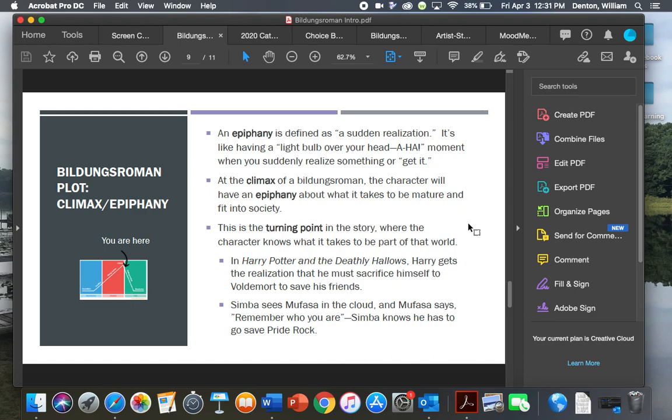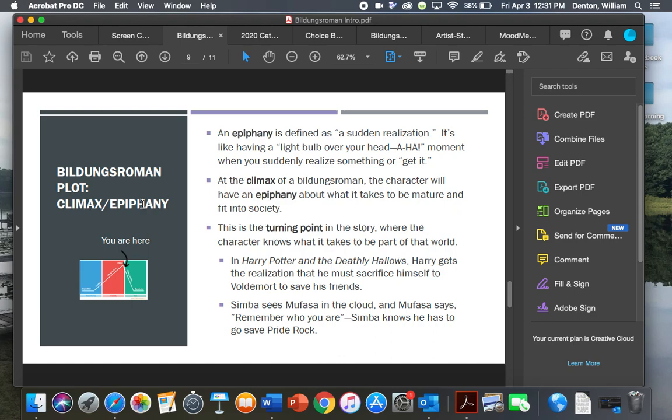This is the turning point in the story because now the main character knows what it takes to be a part of that world. We see an epiphany in the final Harry Potter book, Harry Potter and the Deathly Hallows. Harry has the realization, I have to sacrifice myself to Voldemort if I want to save Hogwarts and all of my friends. Back to The Lion King. When Simba sees Mufasa in the cloud, Mufasa says, remember who you are. Boom, Simba gets it now. He has an epiphany that, now I know what I must do.